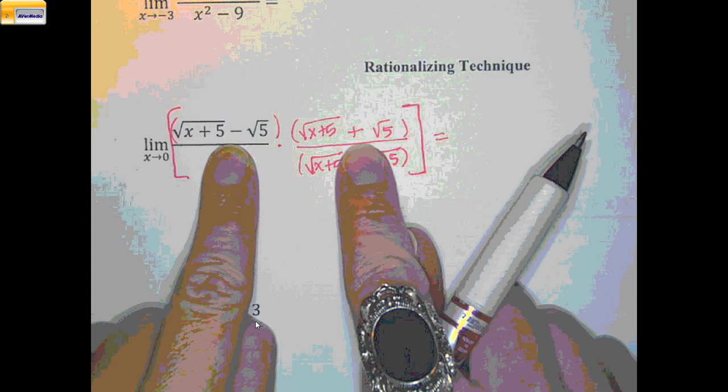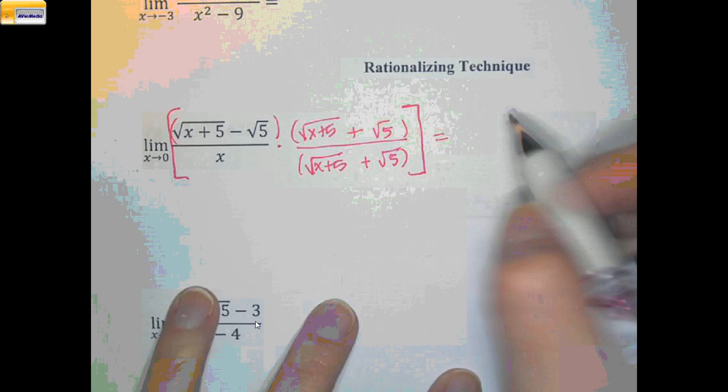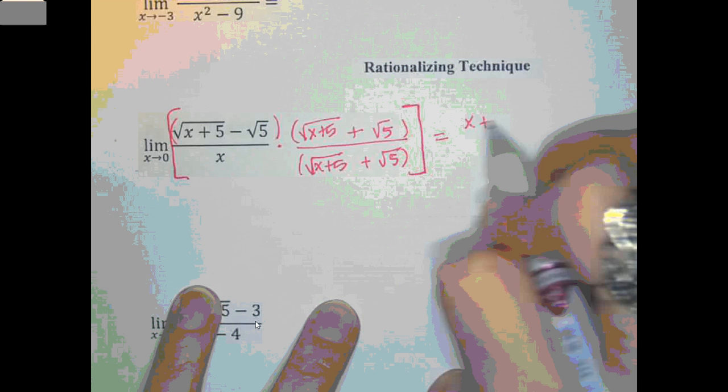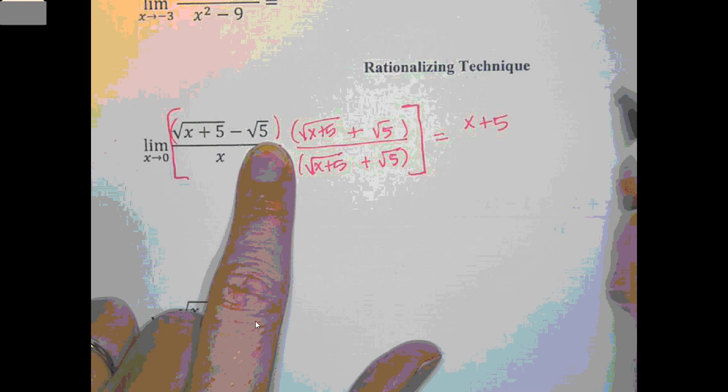So if I square this first term, what do I get? Yeah, the roof pops off, and I have x plus 5. How about the last guy? It's a 5, right? And there's a minus sign between them.